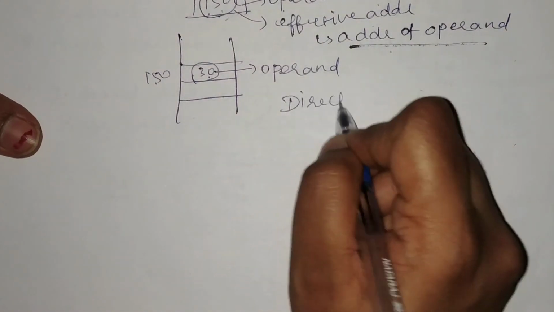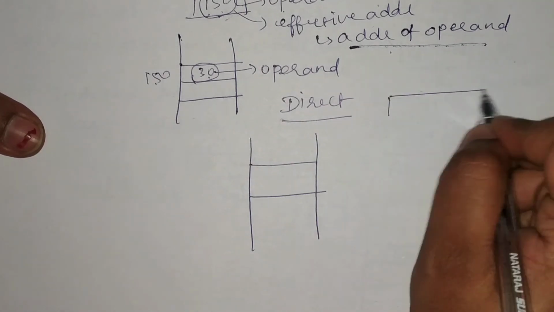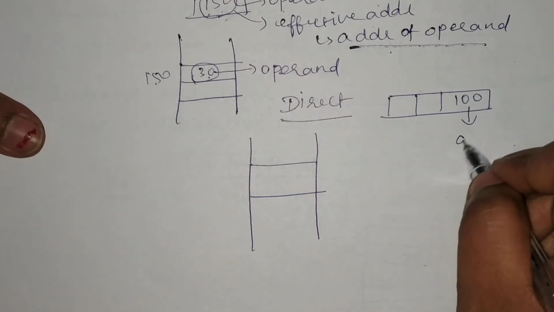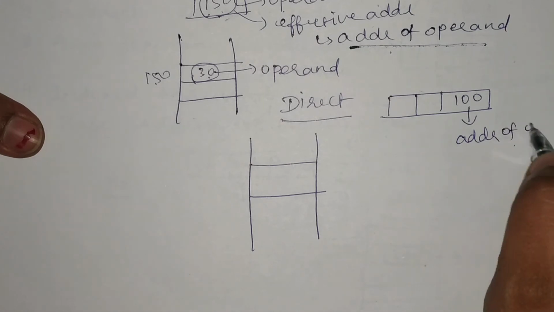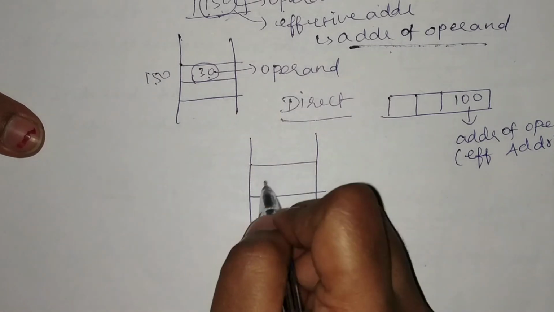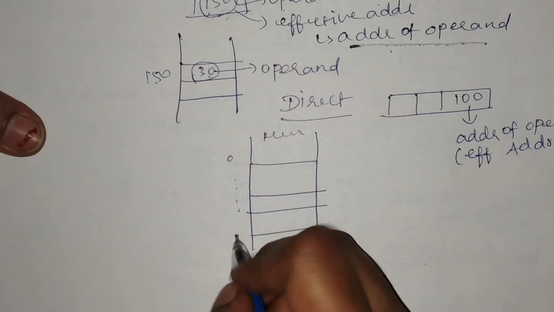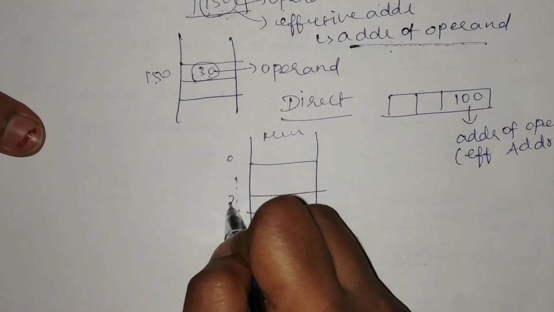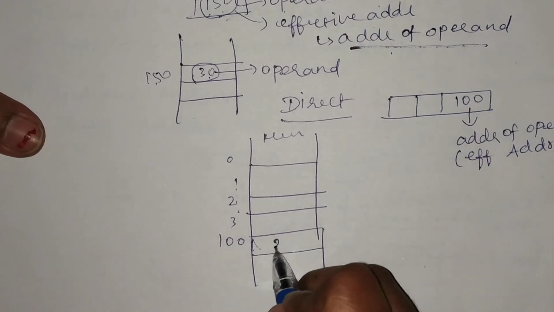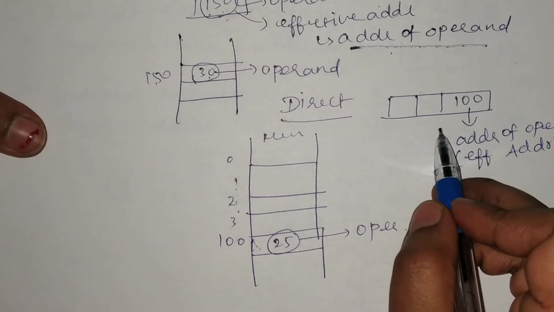First, if you take direct addressing mode, it means if you have one memory and in the address part, whichever content we have is nothing but the address of the operand, or we can say it is the effective address. We will be having several locations in the memory. It starts from 0 and goes up to the size of the memory, 1, 2 like that. If you have the 100th location, whatever content we have here will be considered as the operand. This is how direct addressing mode works.